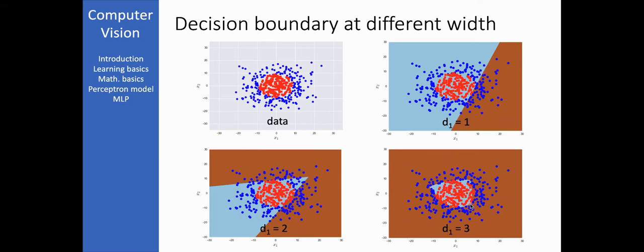But if I use D1 equals 3, then I see that my model is able to really separate the two classes, creating this circular boundary, which is quite nonlinear.